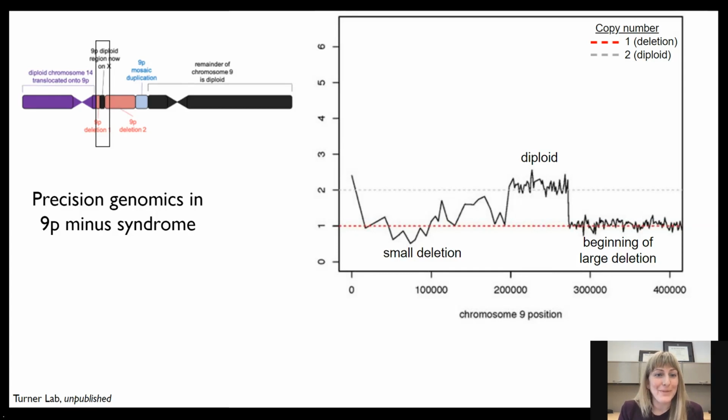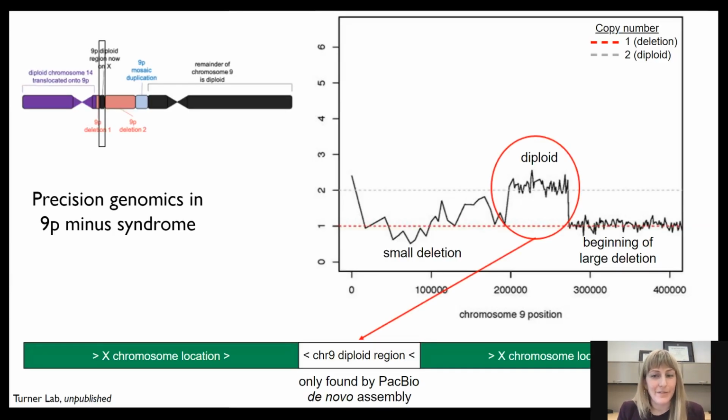We did de novo assembly, which is so cool that you can do it with long-read data. And when we did that, we were able to query the assembly and find that this piece of 9 had moved to the X chromosome. So this piece is present somewhere else in the genome, and that's why it's retained its status of being quote-unquote diploid. This was incredible to us, and it allowed us to finally figure out the whole suite of variation. So now at this point, precision genomics in 9p- syndrome is possible, and that's just what we're going to do.